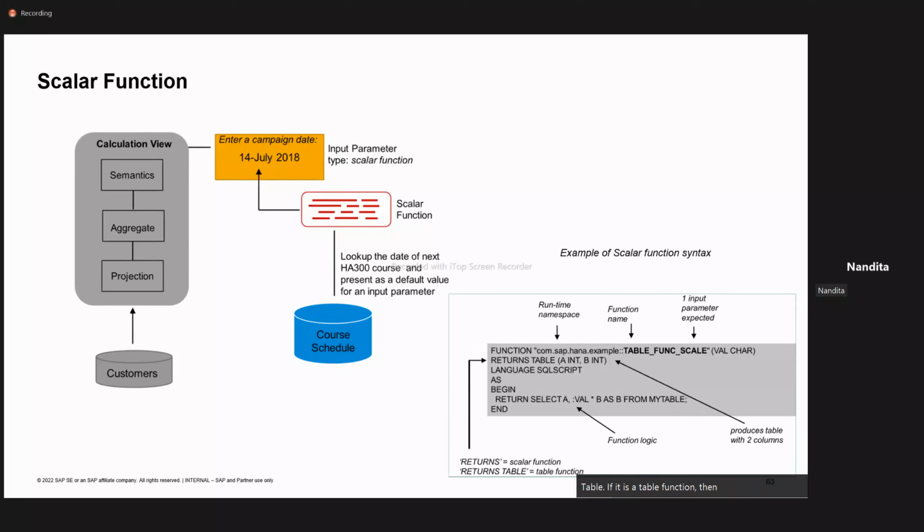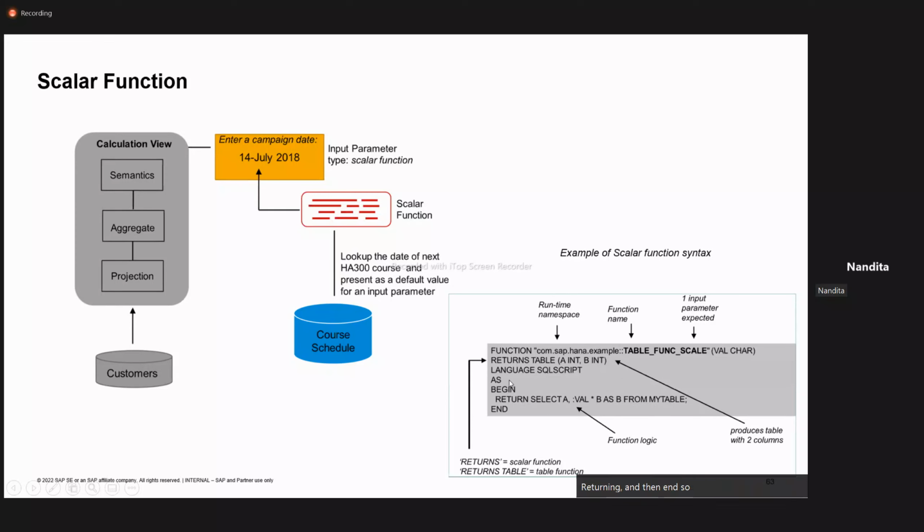Then if it is a table, we have to write the column names. If it is not a table, it's a scalar function, we just have to write returns. Then language SQL script as begin. This is the standard statement. Then after begin, we have to write the logic that we need to perform using the table name. So here, if you see, we have written return select A variable name into B as B from my table. So here A and B are the values that we are returning, and then end.